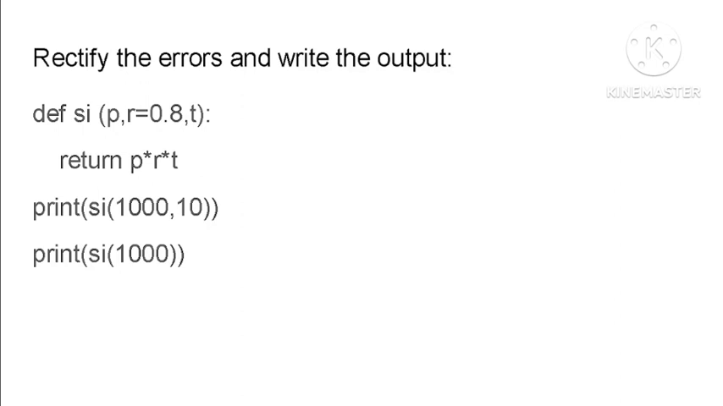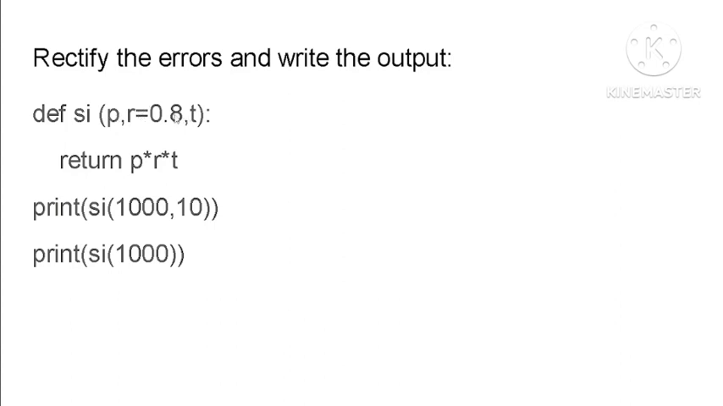Now first observe the function header, def SI of PRT. Whenever you use some arguments in the function header, the first condition is the compulsory arguments. What are compulsory arguments? One that requires a value. P and T have no values, so we should supply values. So P and T should be given on the left hand side. R has a default value. The default argument should be on the right hand side. So you cannot give it in the middle.